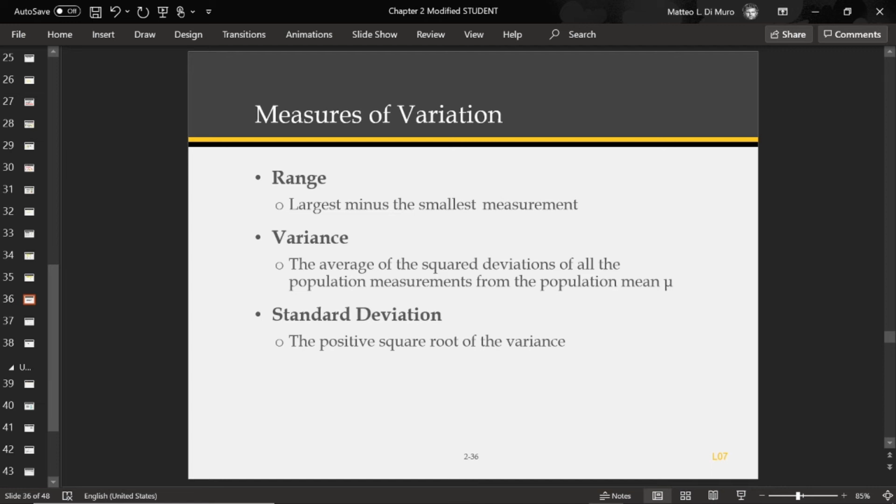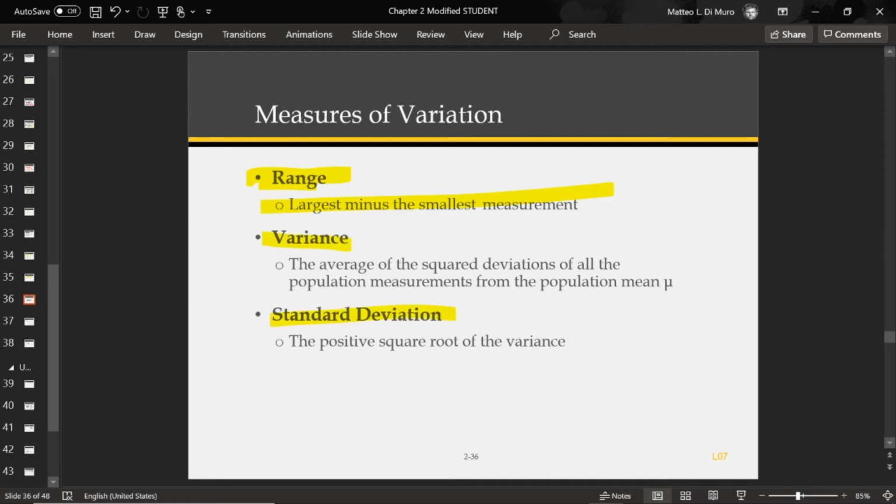Now this is important. Measures of variation. Let's get all the definitions out of the way. So we got range. It's the largest measurement minus the smallest measurement. So there it is. That's the range. Largest minus smallest. That's called the range. The variance and the standard deviation are very important.